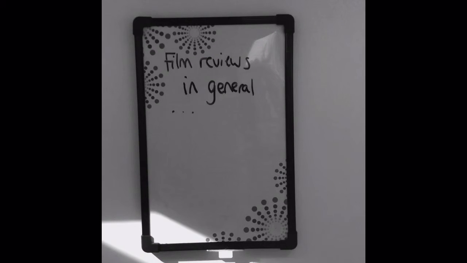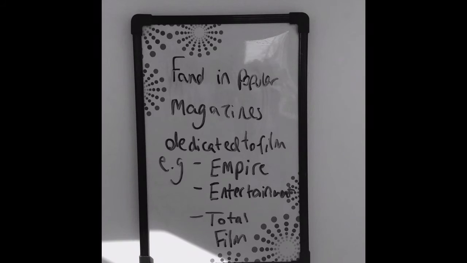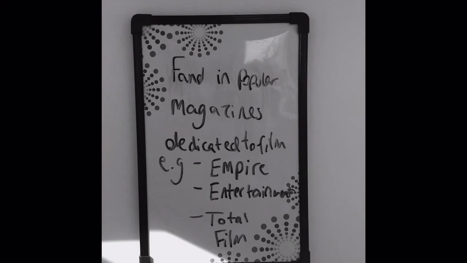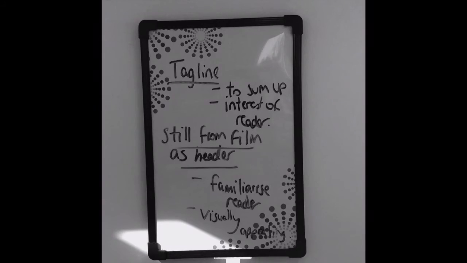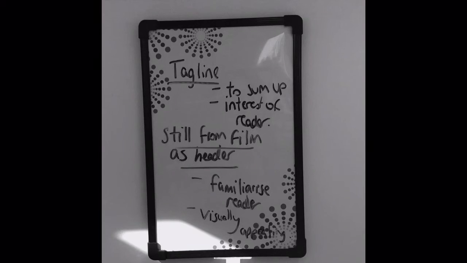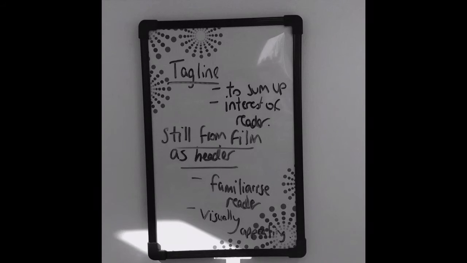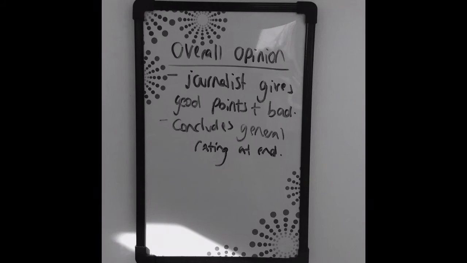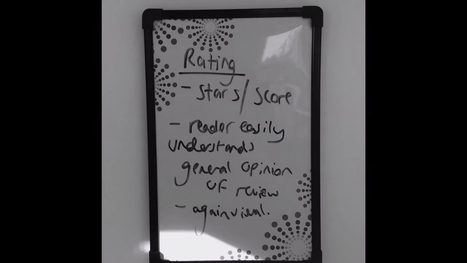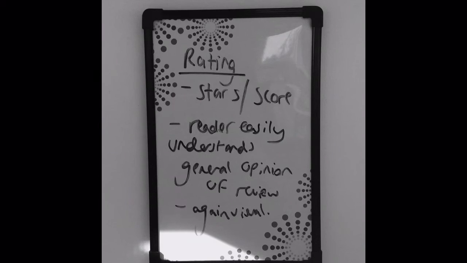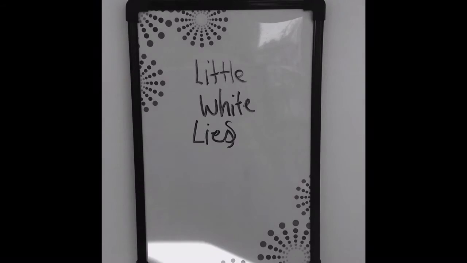The third part was my magazine review. Film reviews in general are featured in specific magazines that cater to films. Examples could be Empire, Entertainment, Total Film. These are totally dedicated to film. There's a tagline featured in these, a convention to sum up the interest for the reader, and there's a still from the film as the header to familiarise the reader and make them want to read it. There's an overall opinion as journalists give good and bad points but conclude as well. There's a rating, popular choices are stars or scores, which readers easily understand.